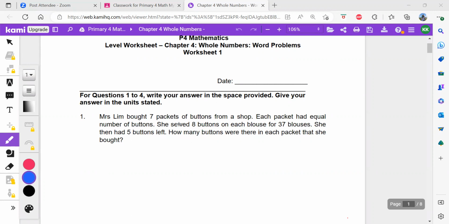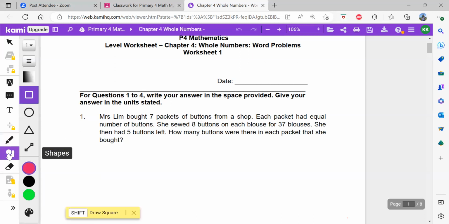So the first thing we want to do is to try to convert whatever we have read into a model form, into a pictorial form. Yeah, so that will make it easier for us to understand and to solve it. So how do I change it to a pictorial form? I'm going to start with this sentence. She sewed 8 buttons on each blouse for 37 blouses, and then she had 5 buttons left.